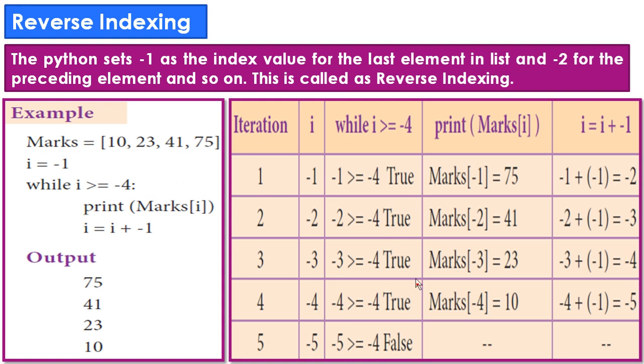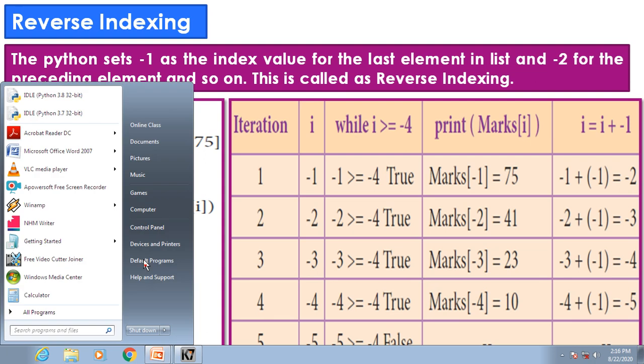This process goes on until I reaches -5. When I reaches -5, the condition is false and the loop is terminated. We are going to see this reverse index by using the IDLE window.